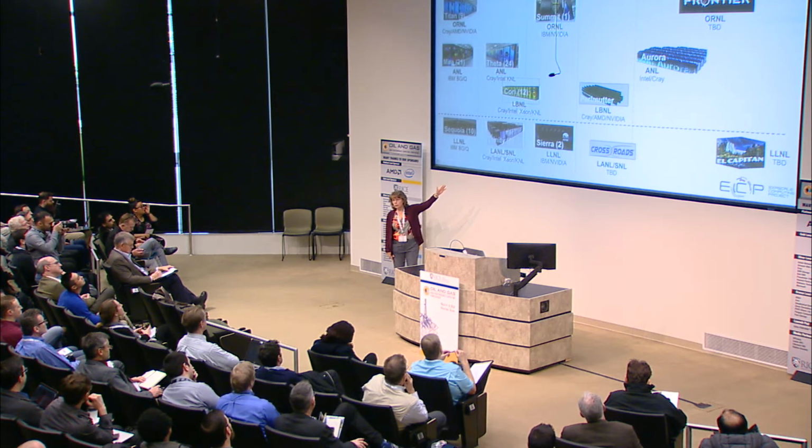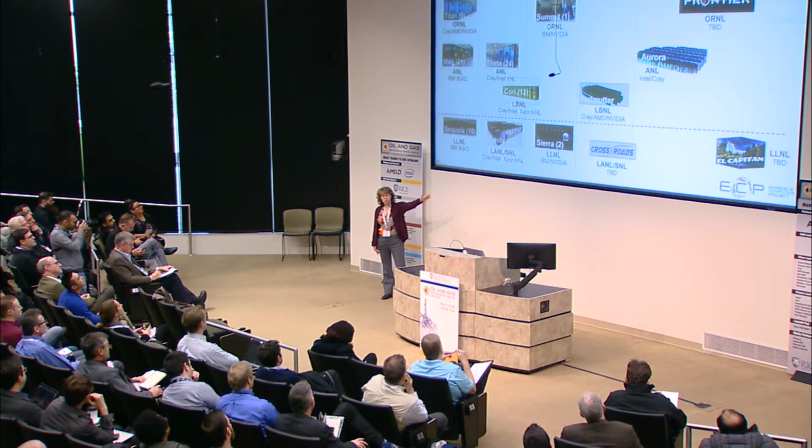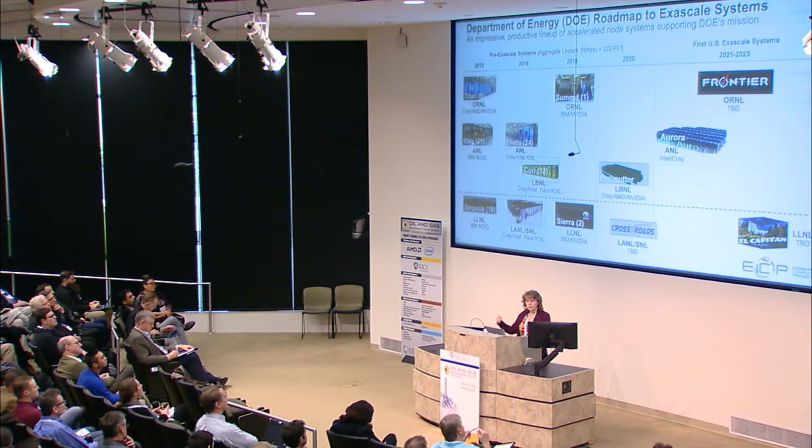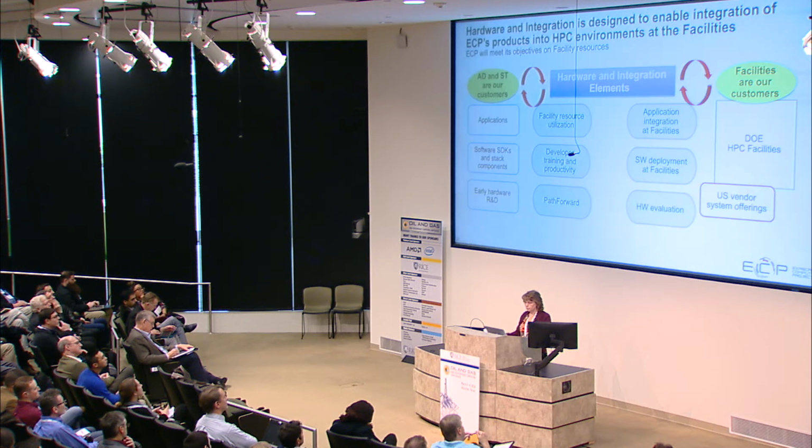Perlmutter has just been announced. That's the next NERSC system at Berkeley National Lab. The RFP for Crossroads, which will be the next big system at Los Alamos, just came out a month or so ago. And then finally, we'll get to our exascale systems: Frontier, Aurora, and El Capitan at Oak Ridge, Argonne, and Lawrence Livermore National Lab. And those are scheduled to come out in the 21 through 23 time frame, which is the time frame we're targeting with the exascale computing applications that we're delivering.